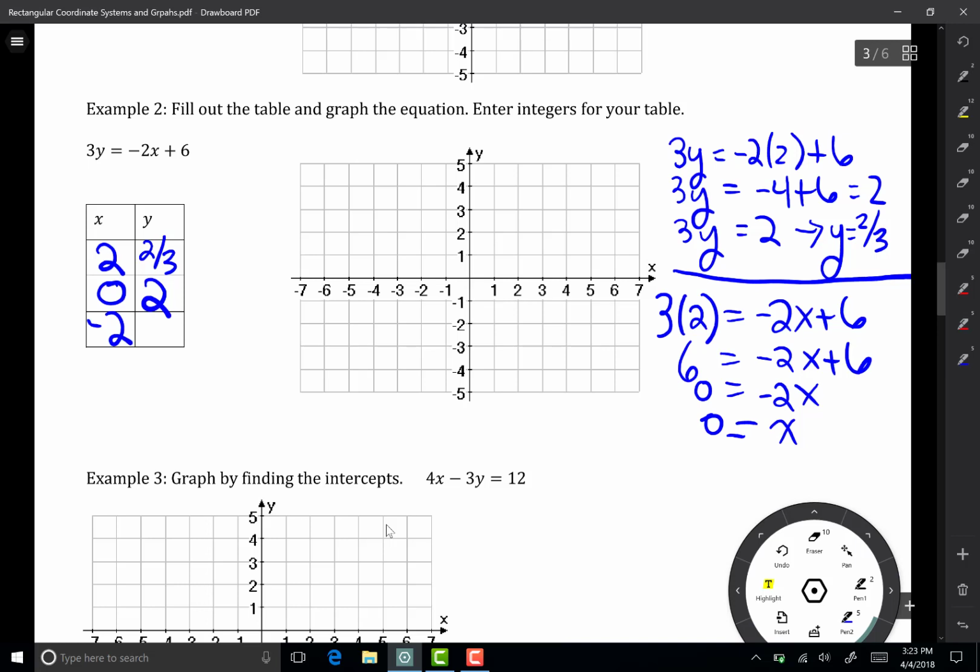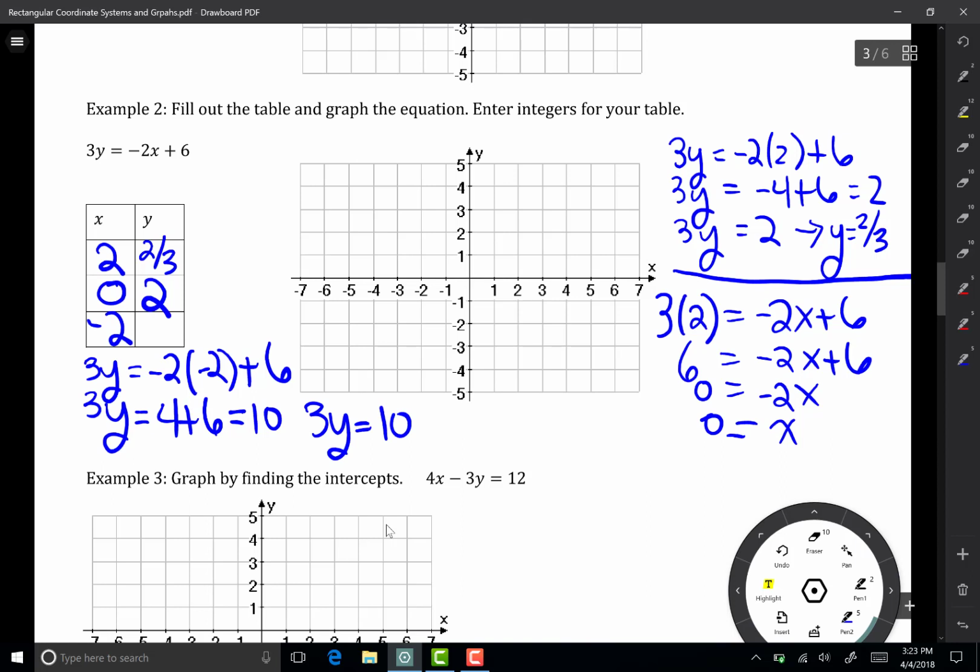Okay, last one. I need to find the value of y when x is negative 2. So I'm going to plug in negative 2 for x and solve for y. So that gives me 3y is equal to 4 plus 6, which is 10. So I've got 3y is equal to 10. And when I divide both sides by 3, I get y is 10/3.